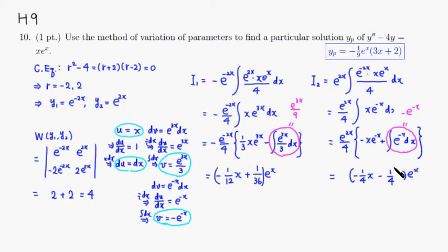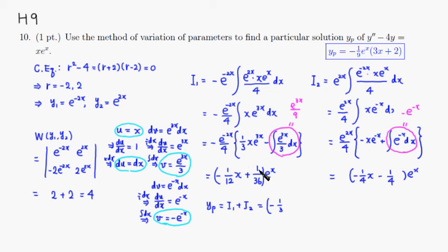All right, then yp that we're looking for. So y sub p is just a combination of I1 and I2. So we're going to combine this. 1/4 is the same thing as 3 over 12. So negative 3 over 12 minus 1 over 12 is 4 over 12, so it's going to be negative 1/3 x.